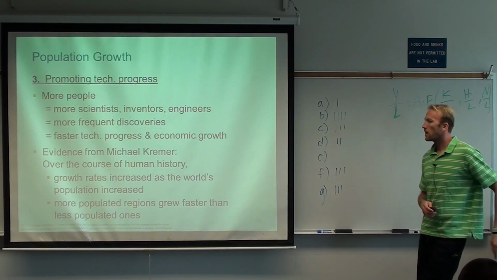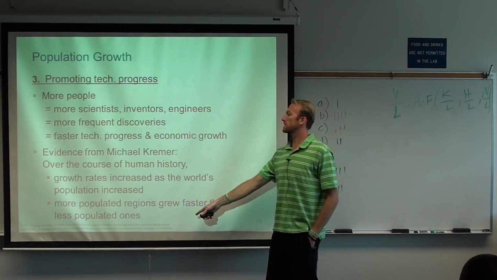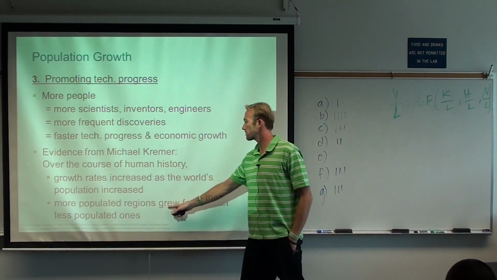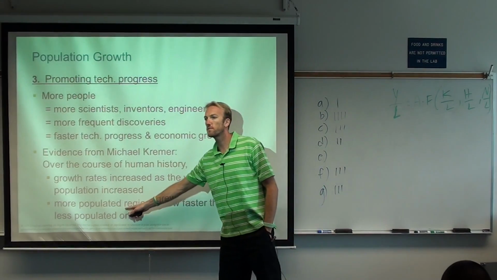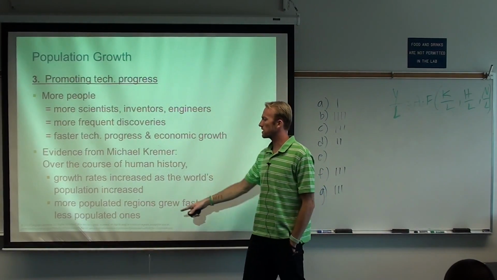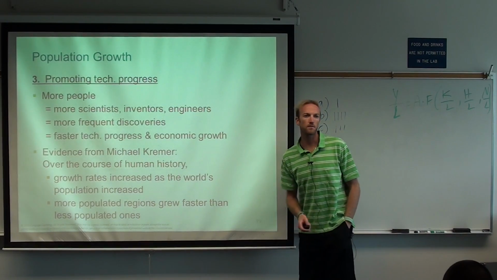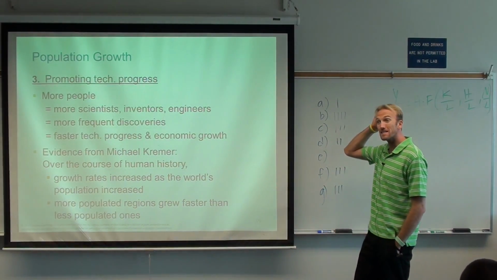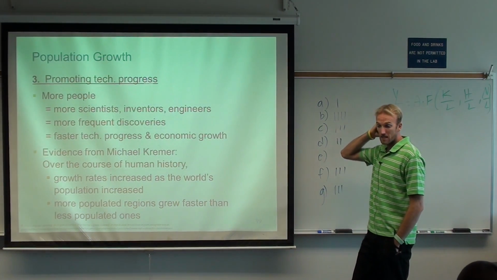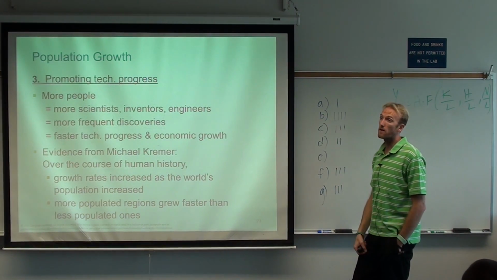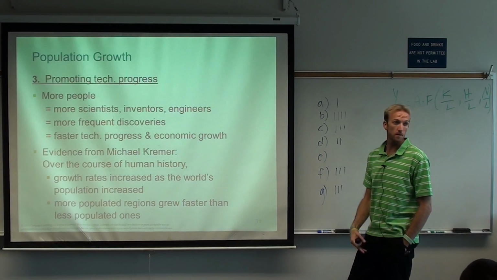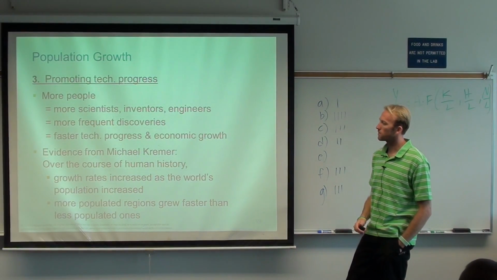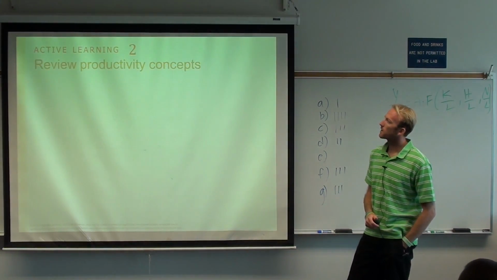It's unclear. Oh, and also he noticed that more populated regions, like Western Europe and the Americas, grew faster than less populated regions like Sub-Saharan Africa over the course of human history. Now, it's not always true. And even today, we see India growing a huge amount. And India has very high levels of fertility, meaning a very, very high number of children per family.